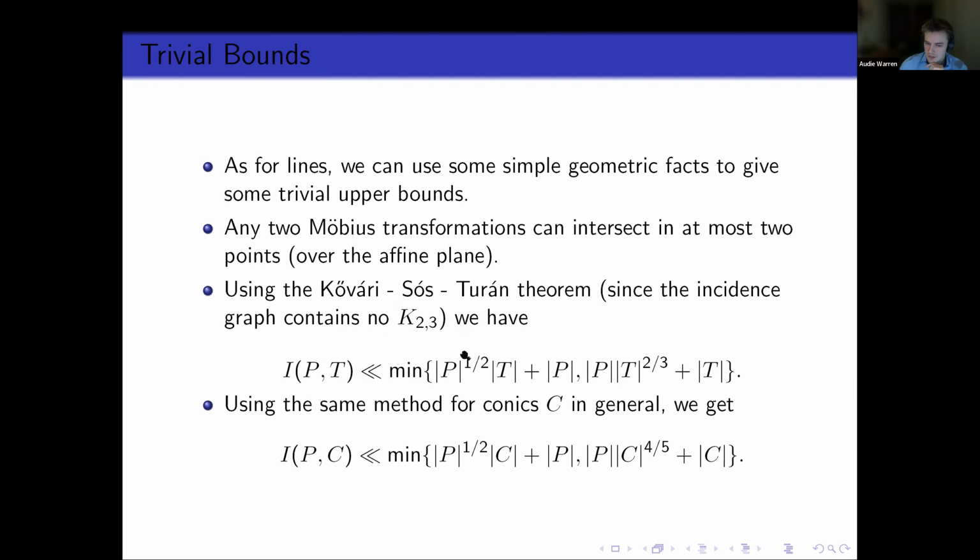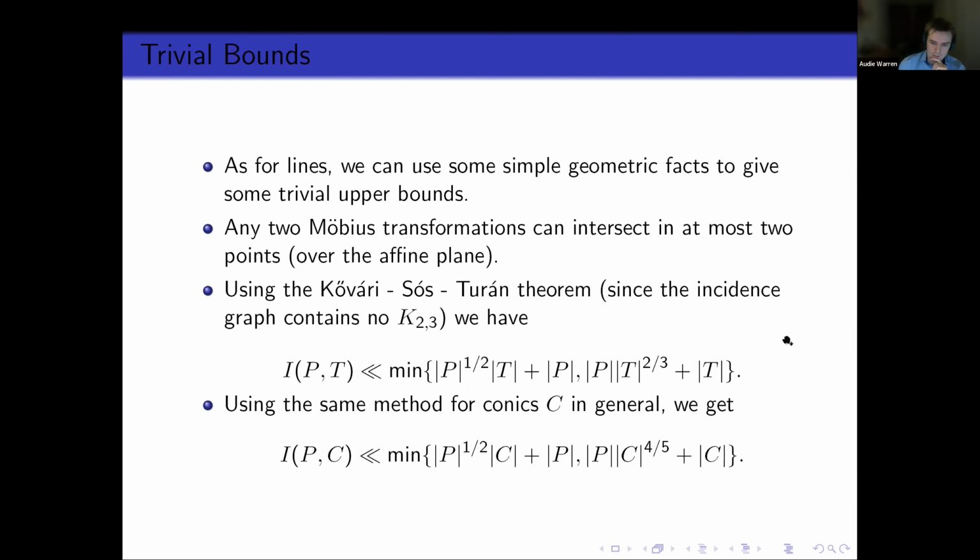And so we get the trivial upper bound of p to the 1/2 t plus p, and p t to the 2/3 plus t. The numerology here maybe isn't too clear or important. The only important thing really is, in whichever one of these happens to be better, the leading term always has a factor with exponent 1. So either a t to the 1 or a p to the 1. It's also not symmetric. We have a p to the 1/2 t here, but over here we have a p t to the 2/3.